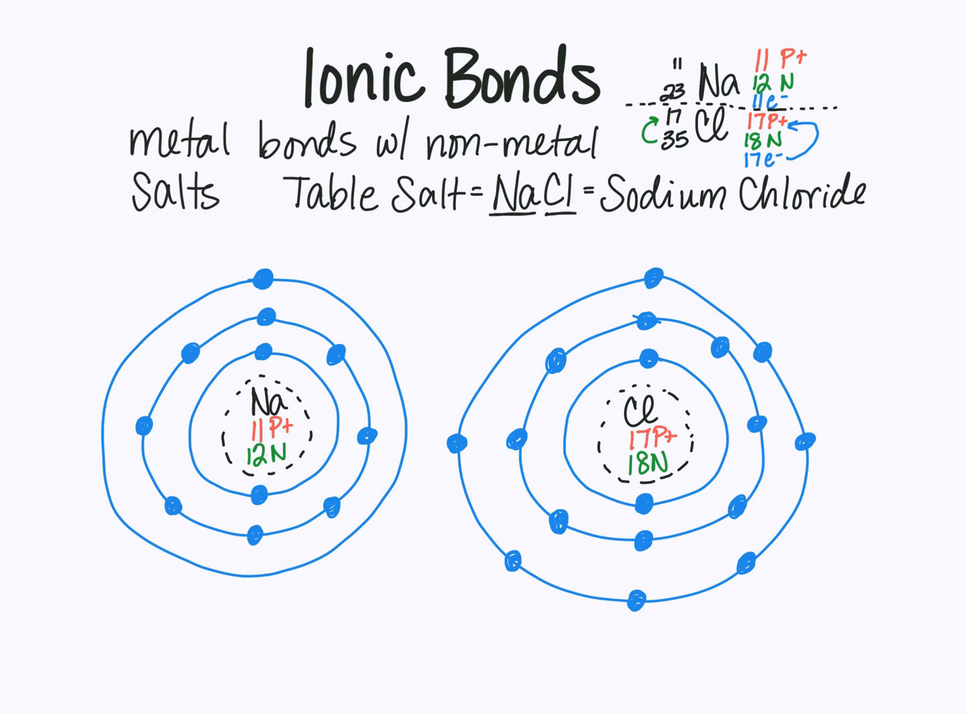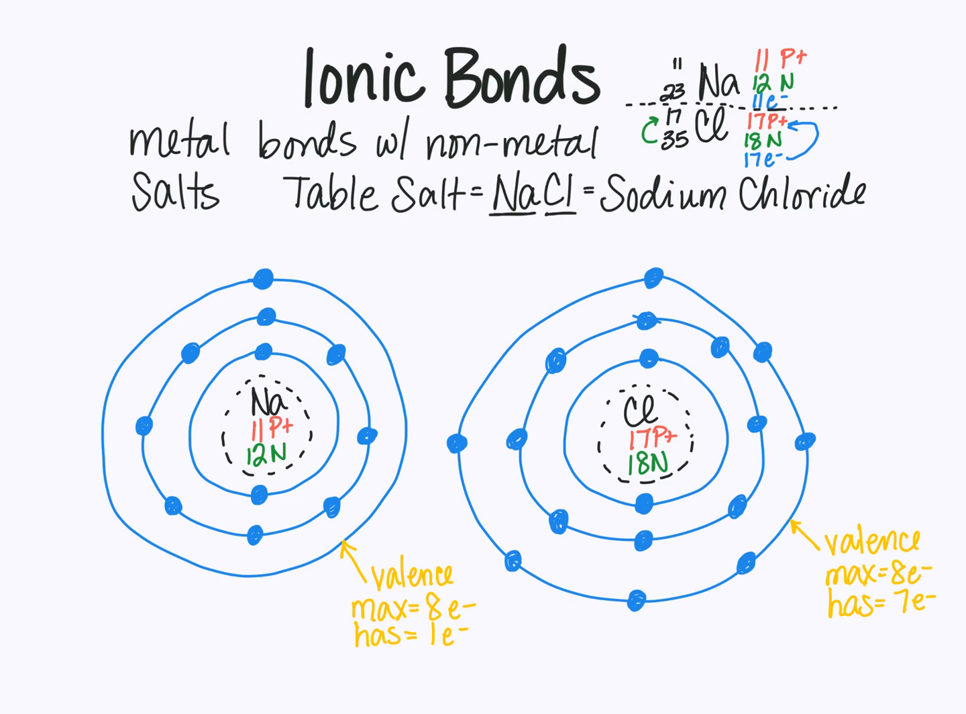So remember that for these atoms, the outermost shell is the valence shell. And in both of these cases, the valence shell can hold a max of 8 electrons. Now for sodium, the valence shell only has 1 electron, which means it needs 7 more electrons in order to be stable. Chlorine's valence shell has 7 electrons, which means it only needs 1 more to be stable.